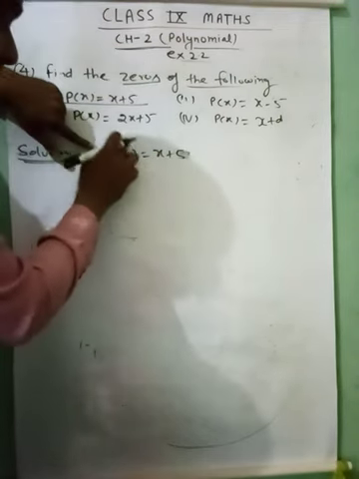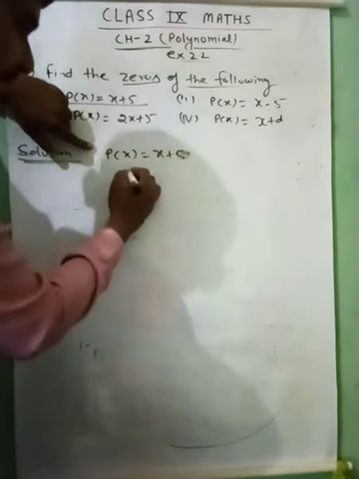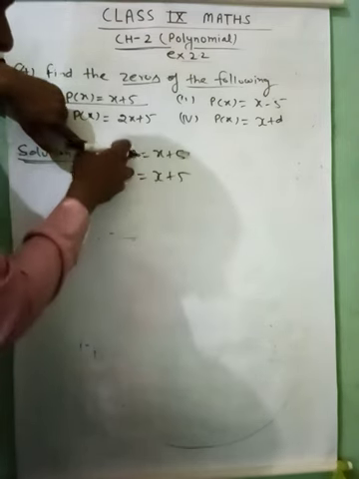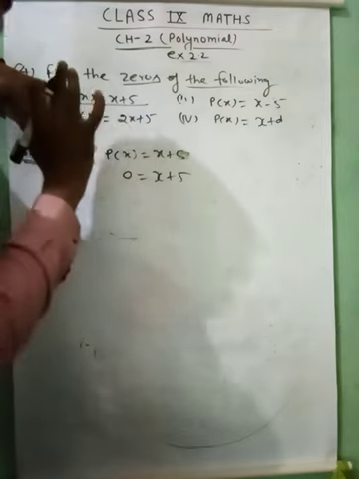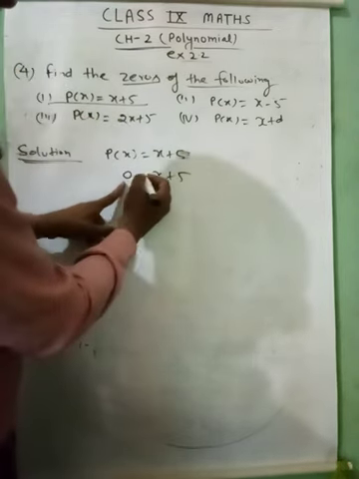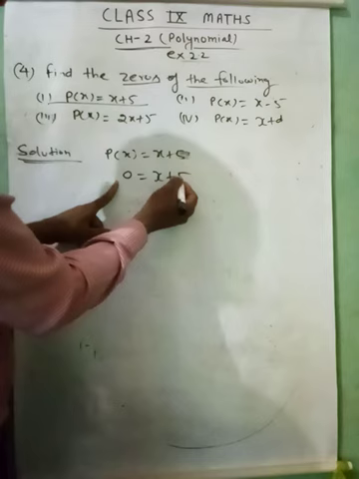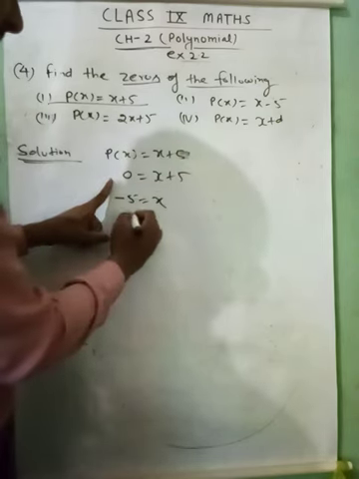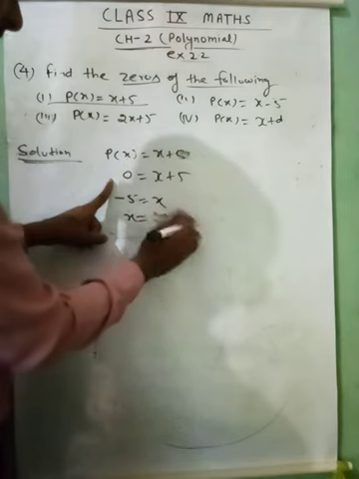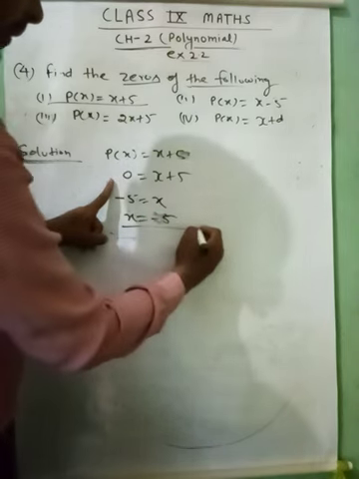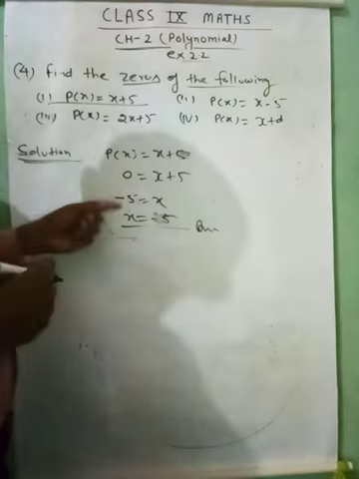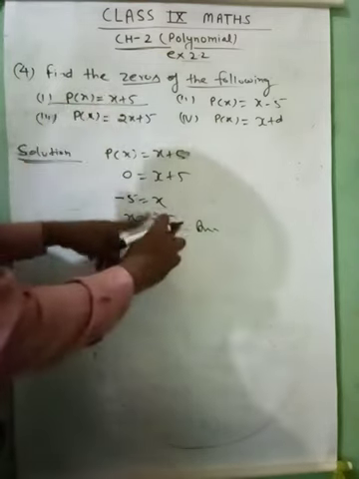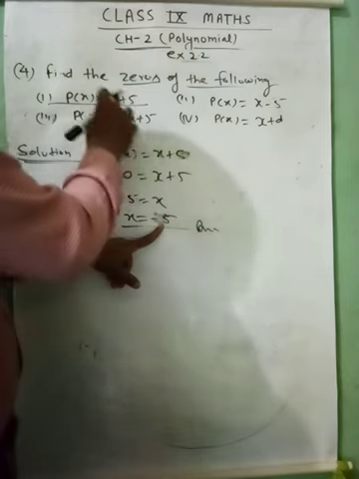So at the place of p(x) we write 0 is equal to x plus 5, because you have to find zeros. So at the place of this you have to write 0. So the 5 will move to the left side, it will be minus 5 is equal to x, x is equal to minus 5. It's your answer. Clear? It's your zero. It means if in this equation you put the value x is equal to minus 5, the value will be 0.